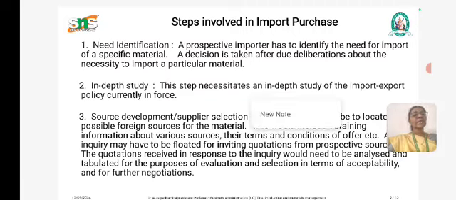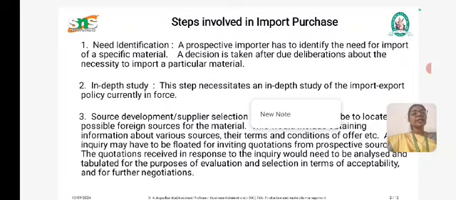First we clearly note the need identification. After that we take the particular action, because if the need is correctly identified and the material is specific, it will definitely help production and also the profit of the company.